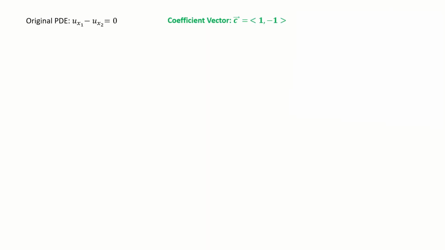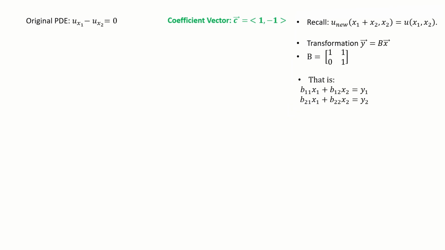Let's actually work through an example now. The key fact to remember is the definition of our transformed function. It's the function such that when evaluated at the new coordinate pair that corresponds to original coordinate pair x1, x2, equals the original function u evaluated at x1, x2. In this case, our transformation is that y1 equals x1 plus x2 and y2 equals x2. We've now written our original function as our transformed function composed with the transformation function of our original independent variables.